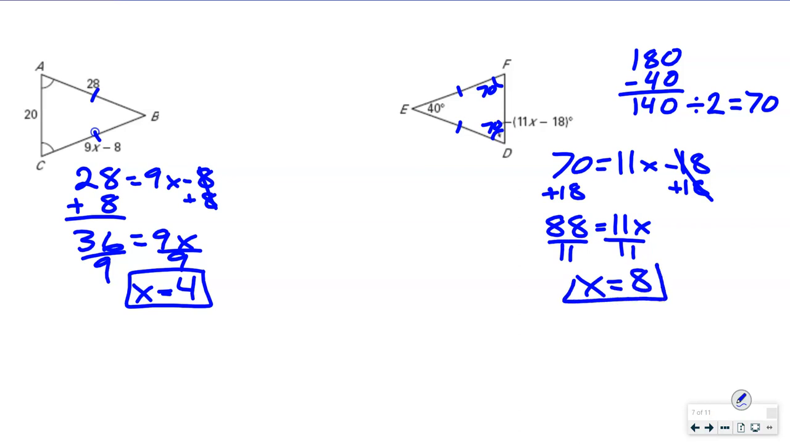And we get x equals 8. So definitely on problems like this, don't just get caught up saying, oh, here's the two angles I'm given, 40 and 11x minus 18. They must be the ones that are equal. You really need to look at where are my congruent sides and where should my congruent angles be. Notice 40 is the included angle between those sides, so it is not one that is congruent.